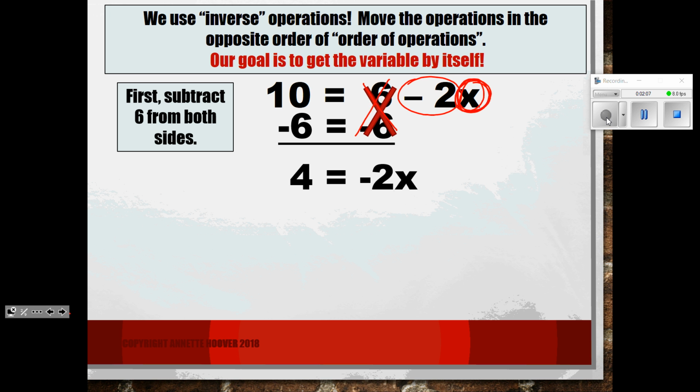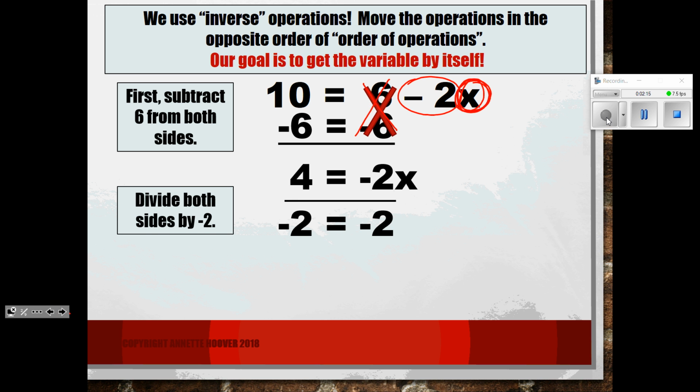The opposite of multiplication is division. So to move the negative 2 to the other side, we have to divide negative 2 on both sides. Negative 2 divided by negative 2 is 1. So the 1 can become invisible. And 4 divided by negative 2 is negative 2.